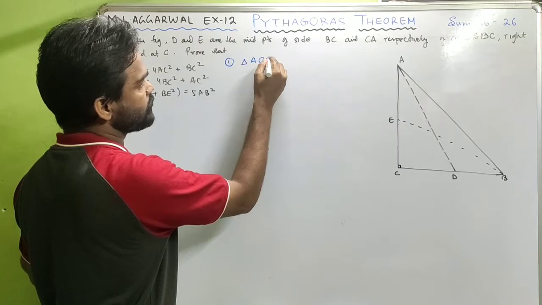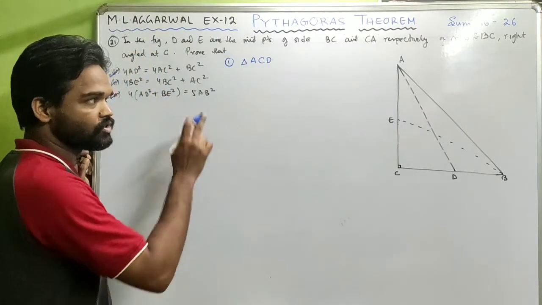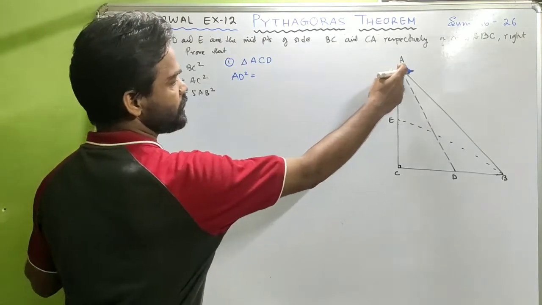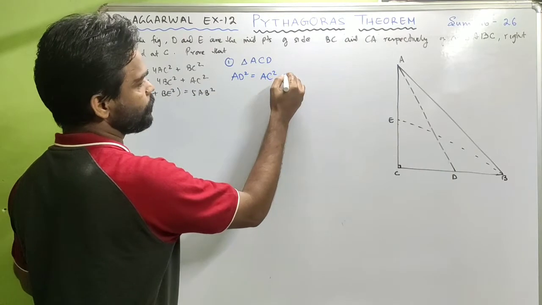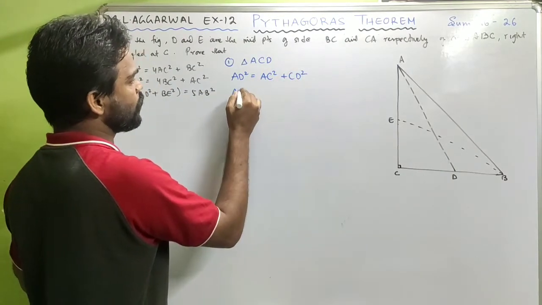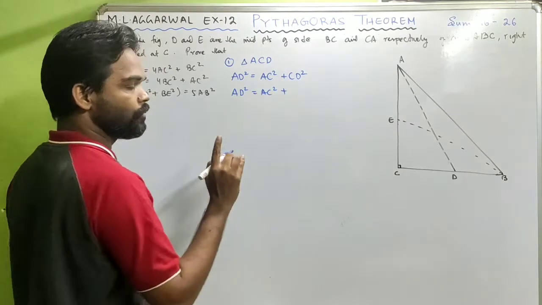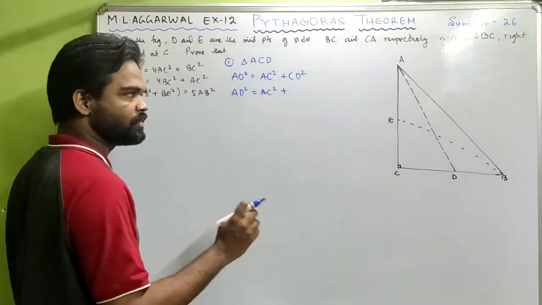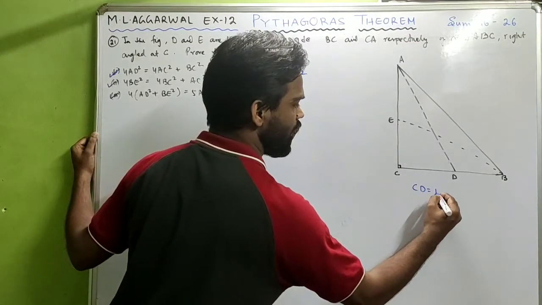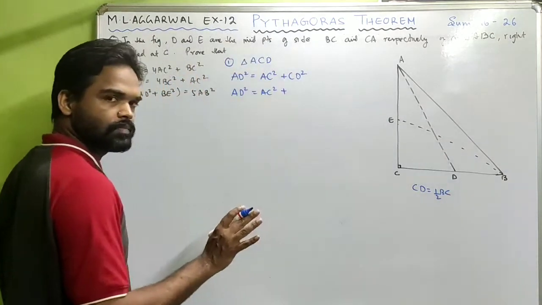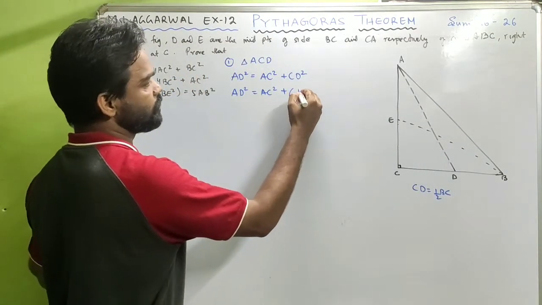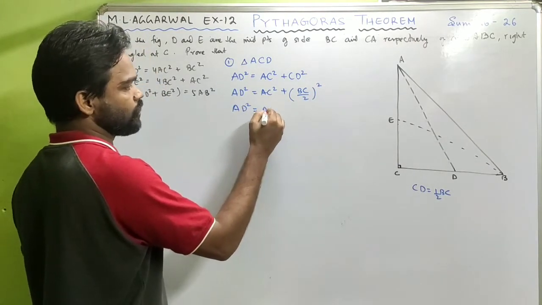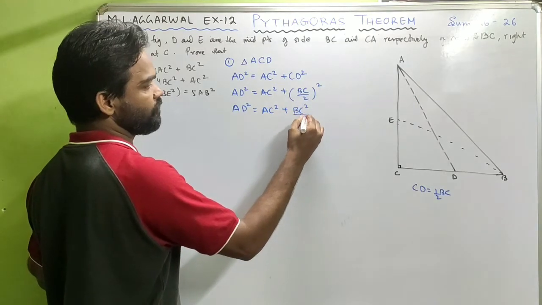Triangle ACD. Right angle at C, which means AD is the hypotenuse. So AD square equals AC square plus CD square, no doubt. Now D is the midpoint, which means CD and DB are equal, so CD is half of BC. So CD will be (BC by 2) whole square, which means AD square equals AC square plus BC square by 4.